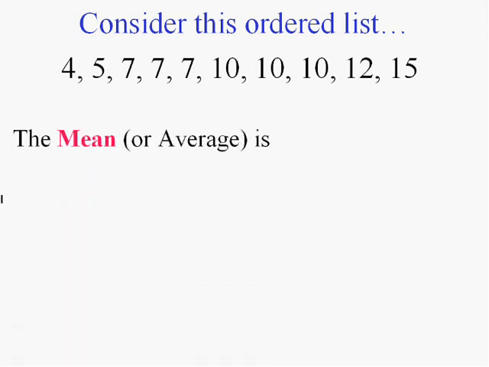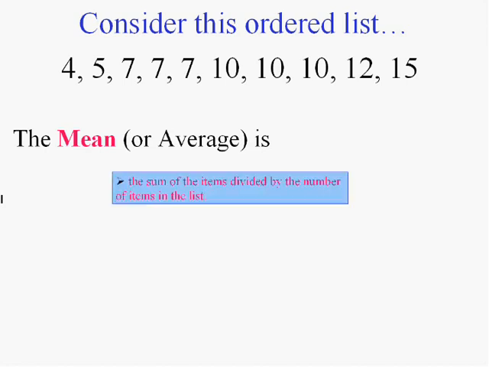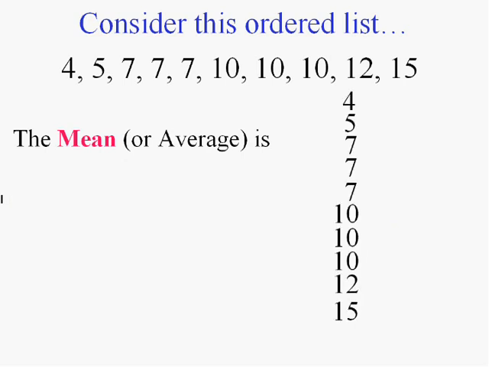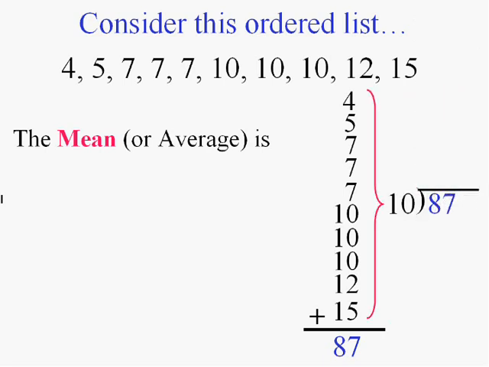The mean, or average, in this case, is going to be the sum of the items divided by the number of items in the list. So I'll add them up. They actually didn't have to be in order to add them up, but I still get 87. Now, I'm going to take that sum and divide it by how many numbers are in that list. In this case, it's 10. It doesn't come out even, but it does come out to 8.7. So the mean or average in this case is 8 7/10.